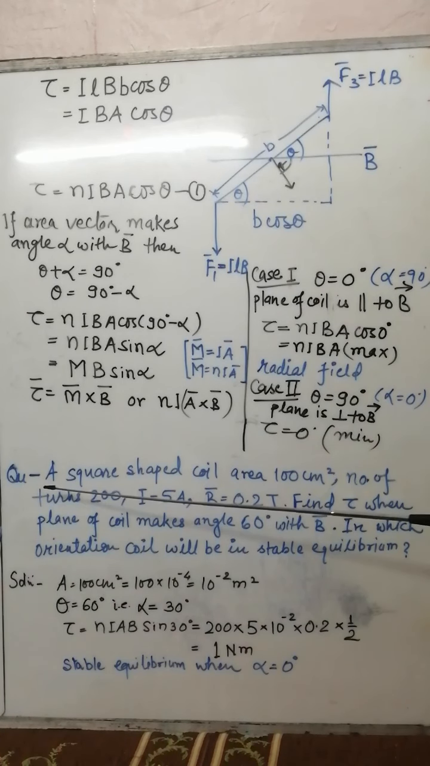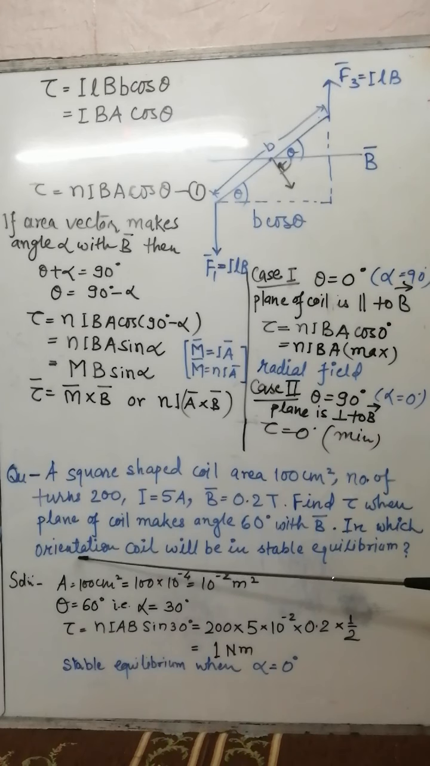Let us discuss one question, one numerical. You are given a square shaped coil having area 100 centimeters square, number of turns 200, the current flowing through that loop is 5 ampere, which is kept in a magnetic field of 0.2 Tesla. Find the torque when the plane of the coil makes angle 60 degree with magnetic field B. And the second part of the question is, in which orientation will the coil be in stable equilibrium?